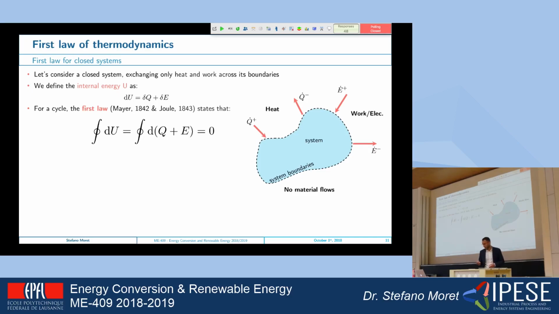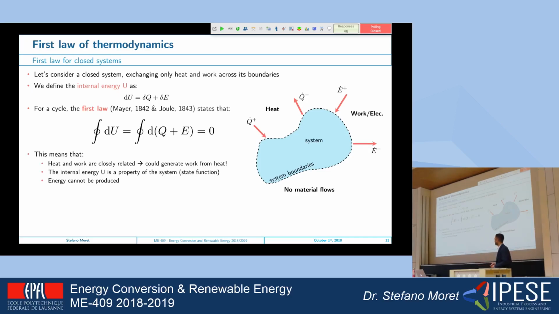And what does this mean in practice? So first, it means that heat and work are closely related. This was a major discovery in the 1800s because people finally understood that heat and work had a relation between them, and actually work can be converted into heat and heat can be converted into work. And this is a key concept in thermodynamics because it allows us to produce work and produce electricity in all the systems that we will see today.